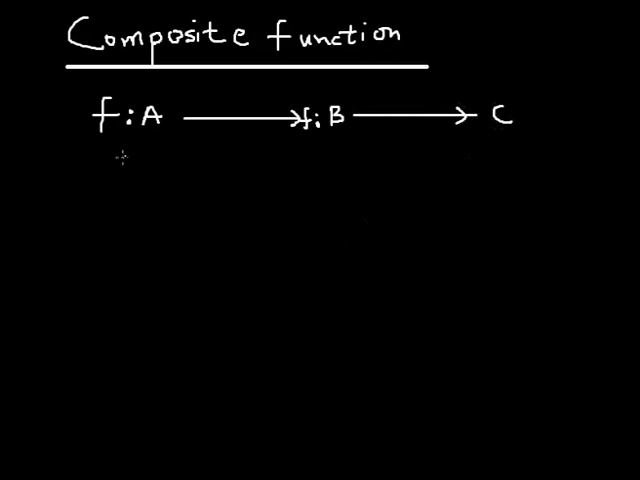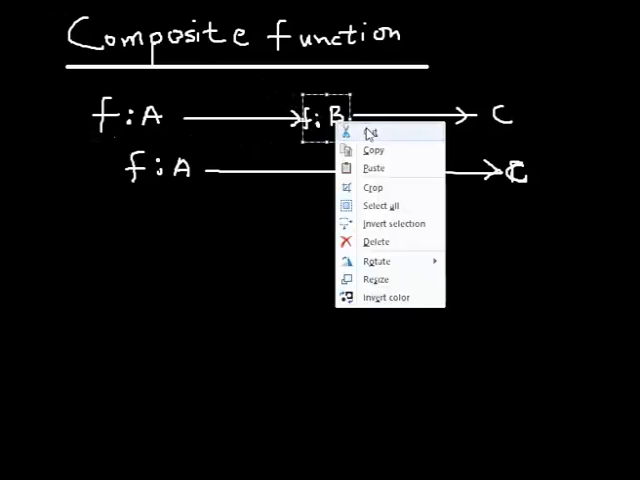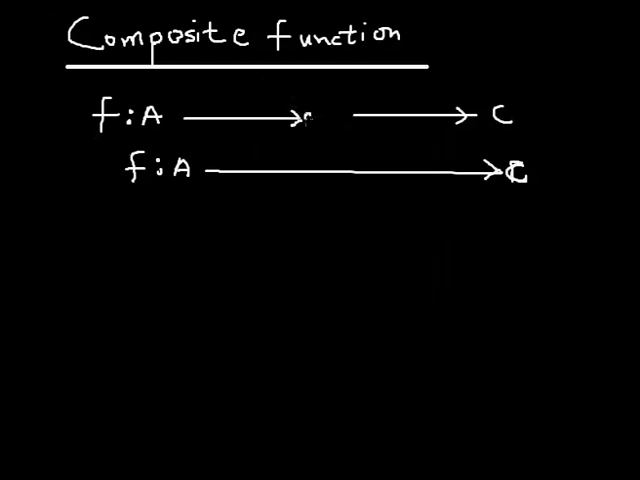So if I want to find a function that maps A to C, then definitely I have to combine these two functions. Now let me not call this function f again, because this is a different function. The function that maps B to C, let me call it g. The function that maps A to B, I call it f.